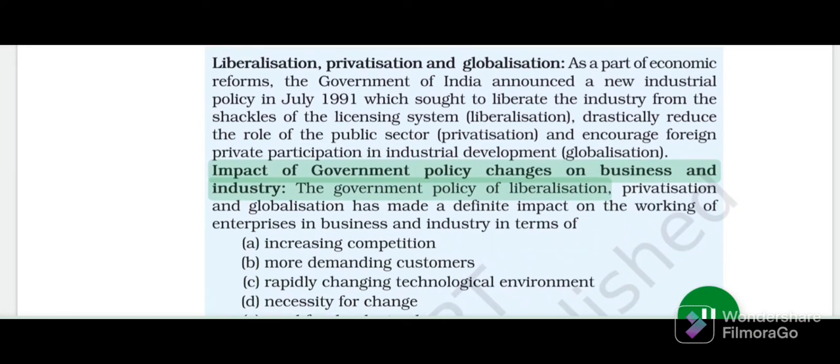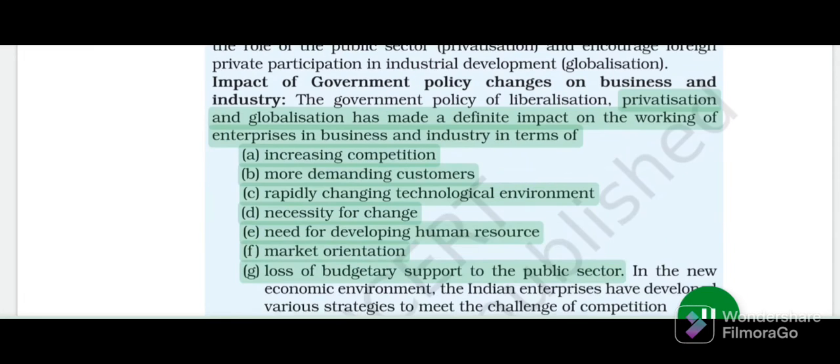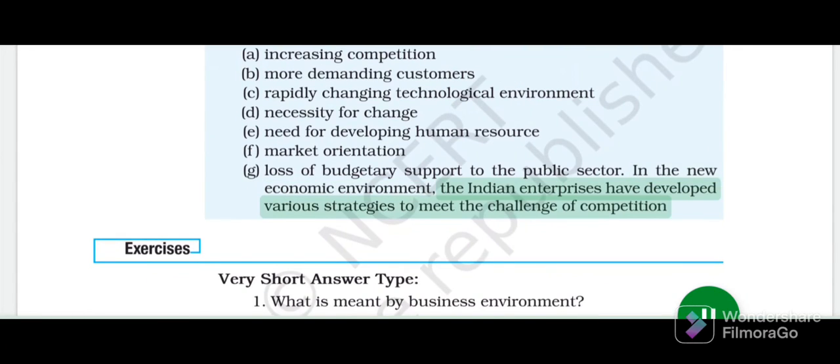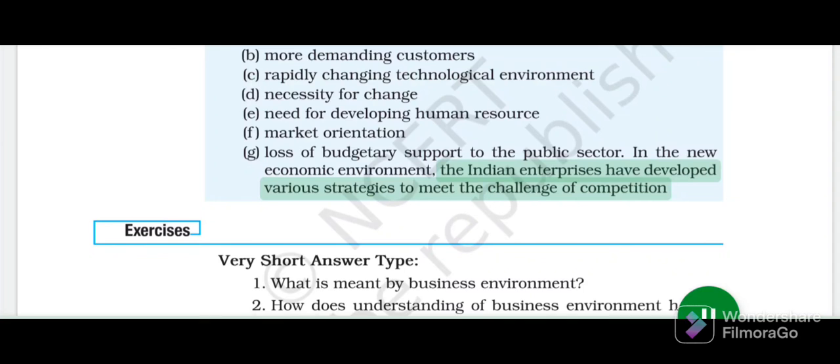Impact of government policy changes on business and industry. The government policy of liberalization, privatization and globalization has made a definite impact on the working of enterprises in business and industry in terms of a. Increasing competition, b. More demanding customers, c. Rapidly changing technological environment, d. Necessity for change, e. Need for developing human resource, f. Market orientation, g. Loss of budgetary support to the public sector. In the new economic environment, the Indian enterprises have developed various strategies to meet the challenge of competition.